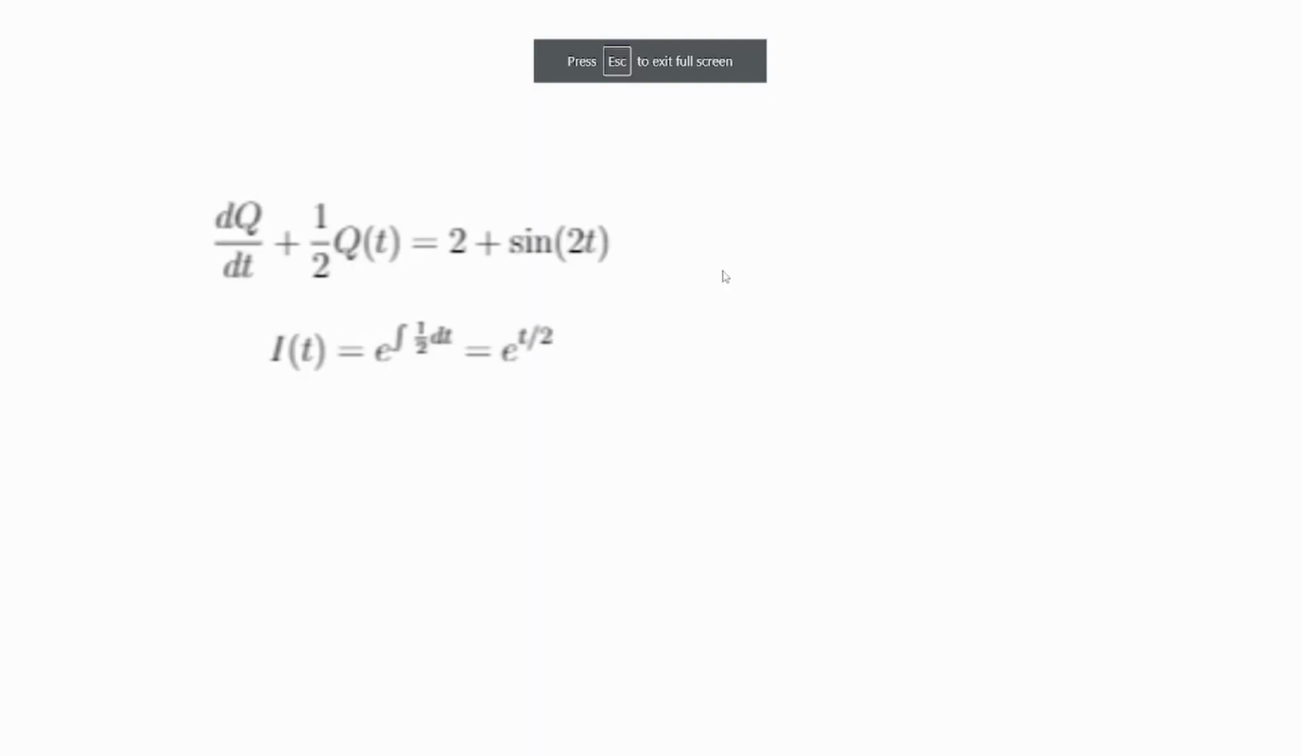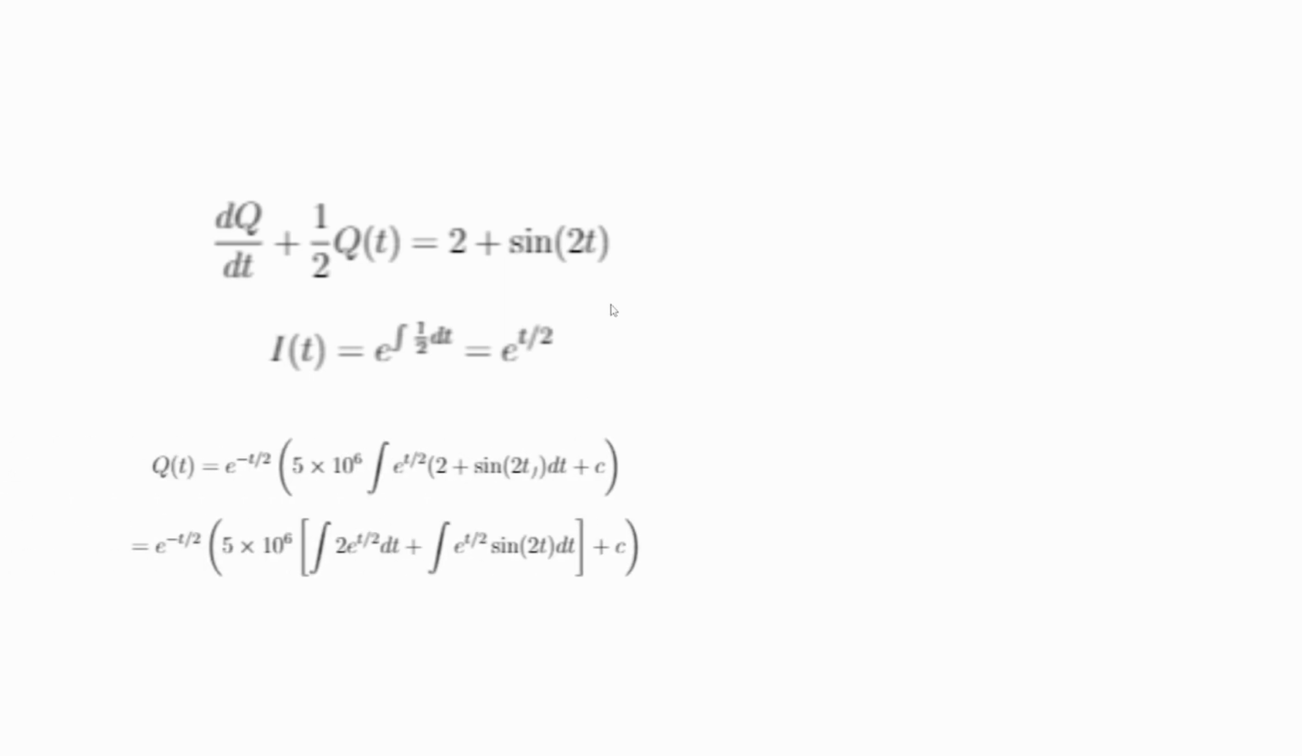Okay, so we're solving this differential equation. Oh, I forgot the 5 times 10 to the 6. So I do the integrating factor, e to the t over 2, and then we use the linear first order method. So we have e to the negative t over 2, and we have the 10 to the 6 there, which is correct. Then we have the integral, and then we split the integral as normal.